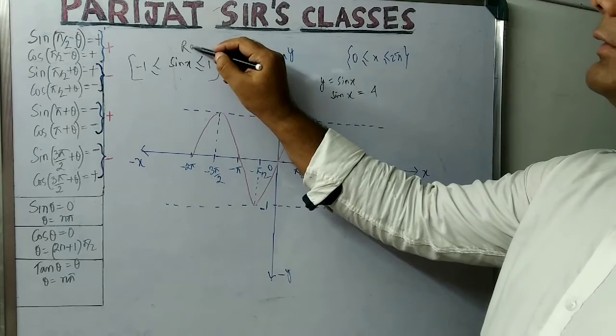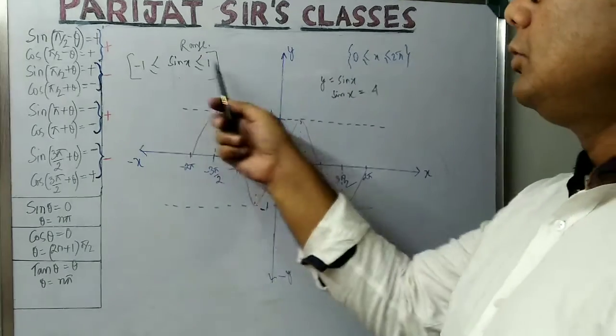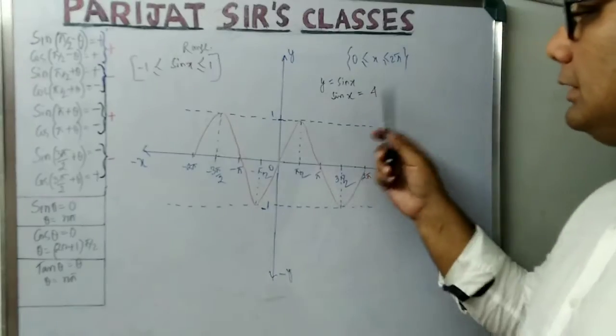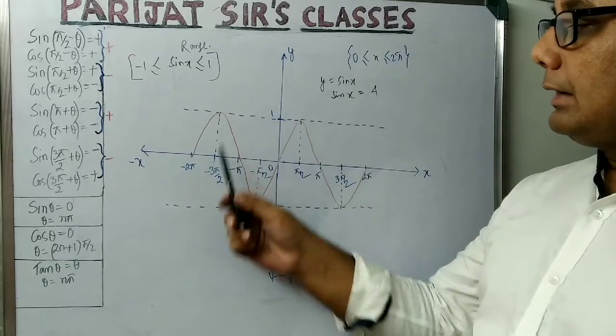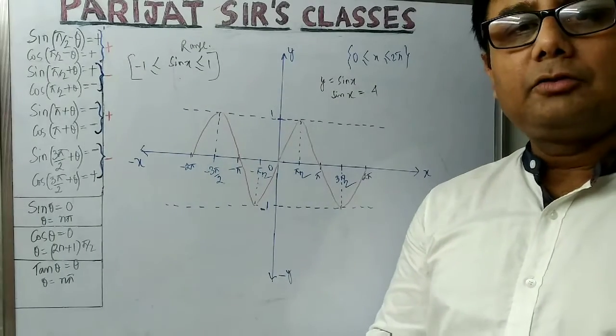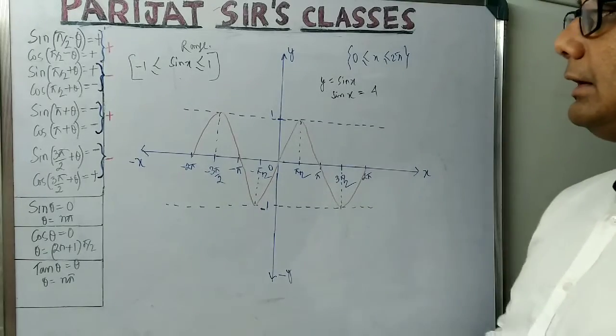The range of sine x will lie from minus 1 to 1. So sine x equal to 4 is not possible. So this is the impossibility solution of the sine x, and so we can tell that the value of the sine x will lie from minus 1 to 1. Okay, so this was about the sine x.